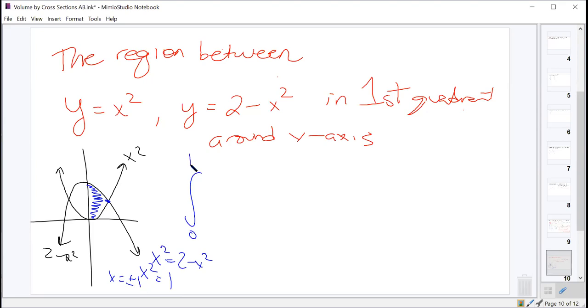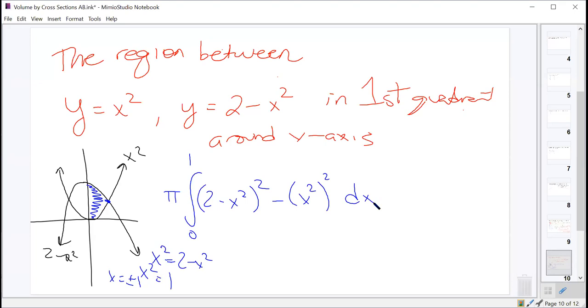So integral 0 to 1, pi in front of everything, the outer radius squared. So which one gives us the outer radius? Which one is the upper function? 2 minus x squared. 2 minus x squared, squared. And then minus my inner radius. My inner radius is x squared. So minus x squared squared dx. Everybody okay with that setup or no? People at home, are you good with that setup? Yeah.